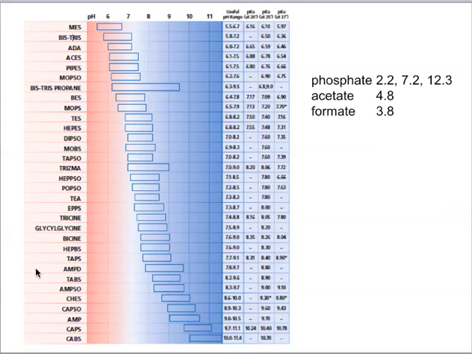I'm not going to define all of these, and I certainly don't want you to remember all of these, but I want you to be aware of them and be familiar with them as you go through your careers as biochemists.